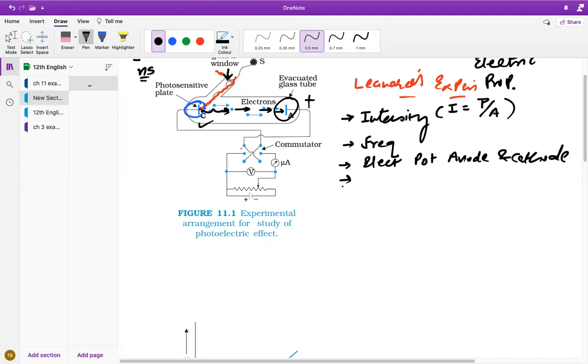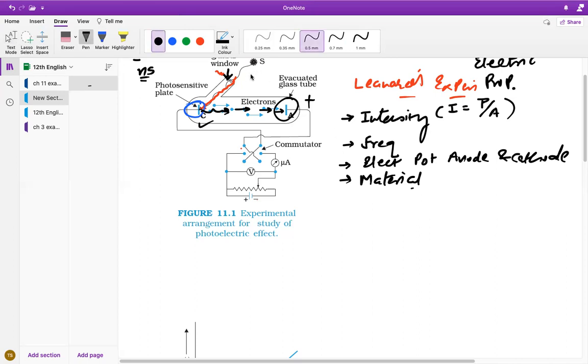And last but not least, very important, is the material at our cathode. Material is not common in all experiments. If I put copper, it will require a higher electric potential between anode and cathode. It does not emit easily. Yes, it will emit, but as the material changes, the experiment is repeated for all materials. But the electric potential applied between the cathode and anode will not remain constant. It will keep on changing.